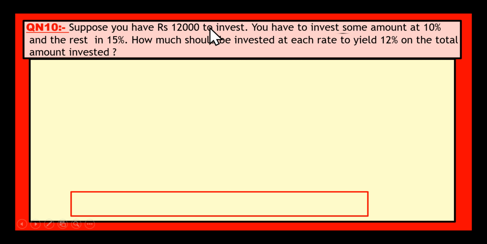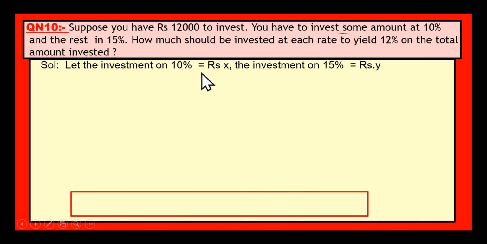Here we have an amount of 12,000 rupees, isn't it? Let the investment on 10% is equal to x rupees and the investment on 15% is equal to y rupees. Here the total x and y should be 12,000 rupees only. We have 12,000 rupees. Finally, you should get a profit of 12%. In order to get a profit of 12%, some amount of 12,000 at 10% interest rate and the remaining amount at 15% of interest rate, isn't it?